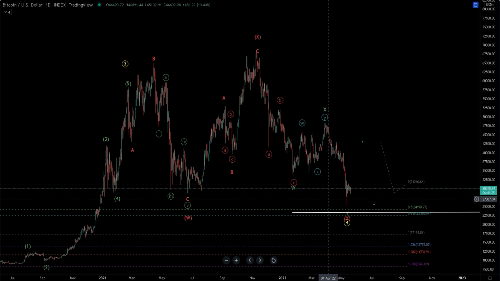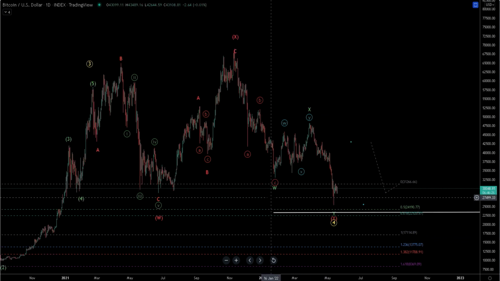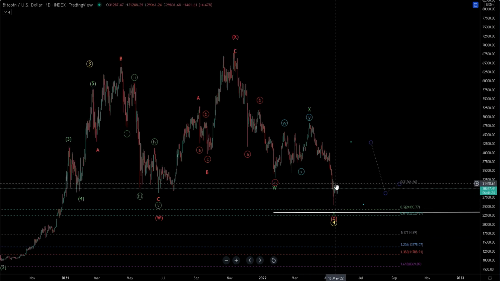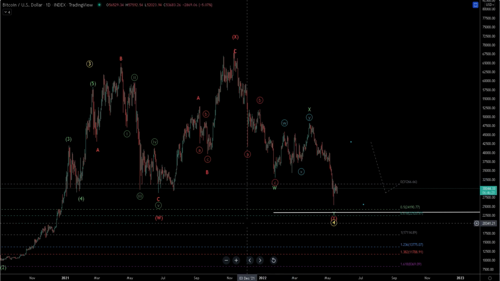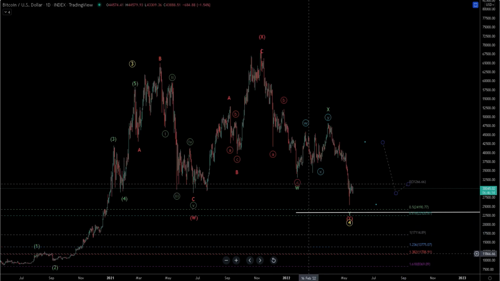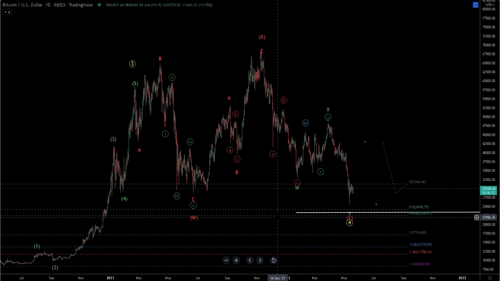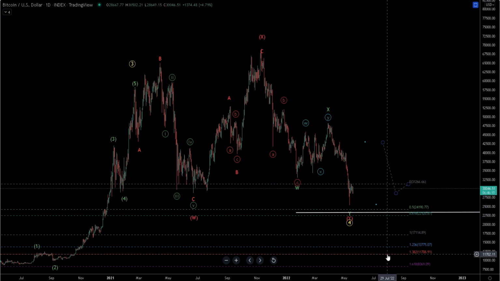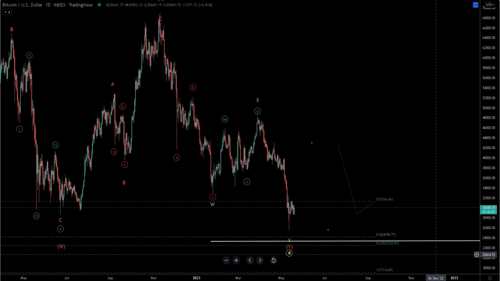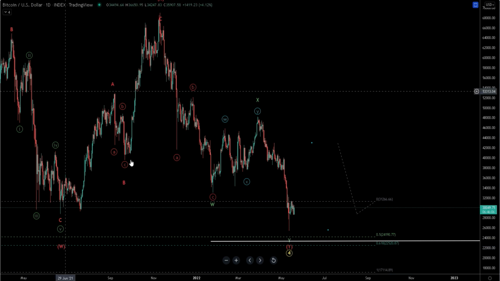We've filled half of that gap. So, given the probability that we have a 3-wave move here and not a 5-wave move, and there's not a way to make it a 5-wave move. It's just not 5, it's 3. Okay. Probability greatly, greatly, greatly favors that you're going to get a lower low. Greatly favors that.